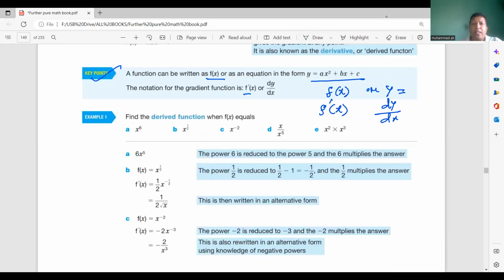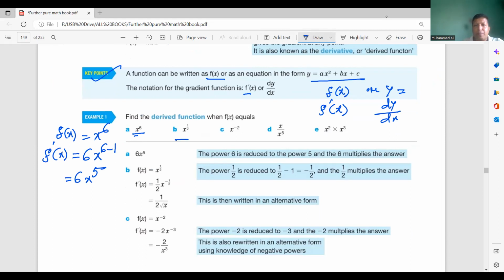Now, find the derivative function when f(x) equals x to the power 6. If we do differentiation, we have to write f prime x. Then this power will come first, 6, x to the power 6 minus 1. So finally we get 6 x to the power 5.